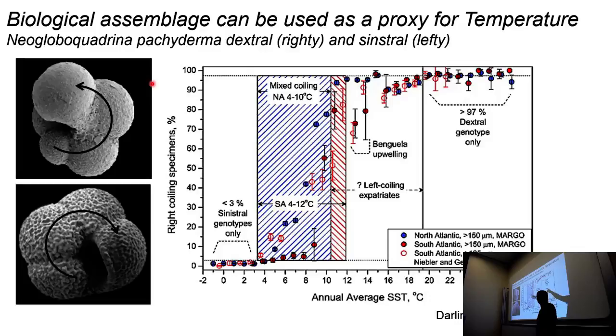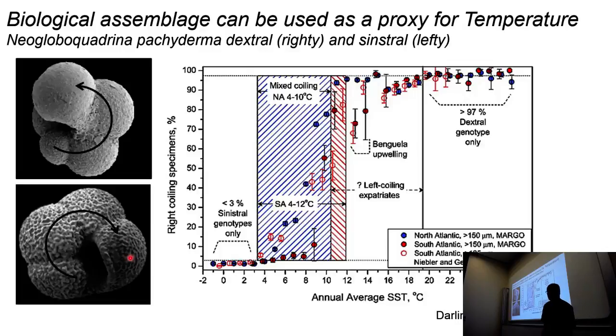So this is an example. This is Neogloboquadrina pachyderma, which is a type of planktonic, so lives in the surface ocean, animal, foraminifera, and it has two varieties. So it has a dextral and a sinistral variety, and all that means is that the shell coils. See, this one coils this way, and this one coils the other way, lefty righty.